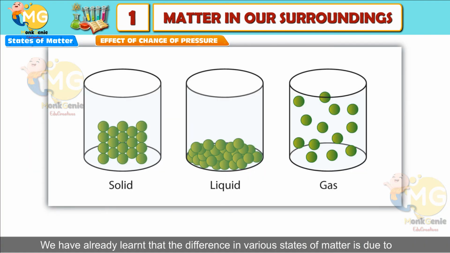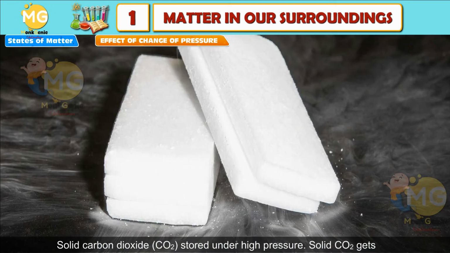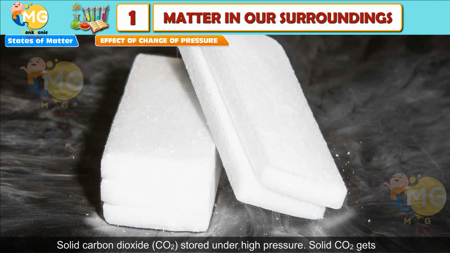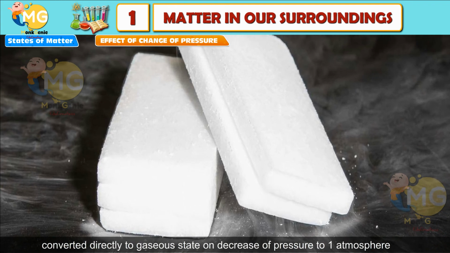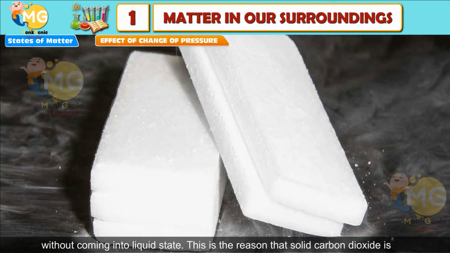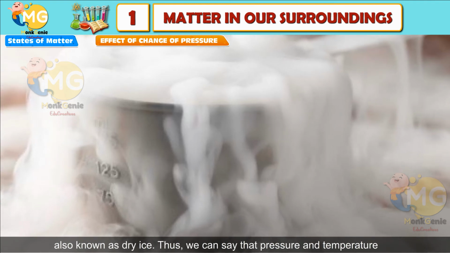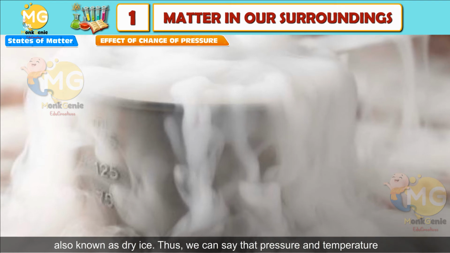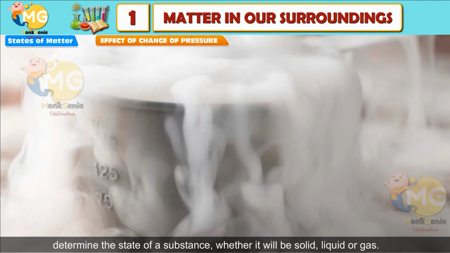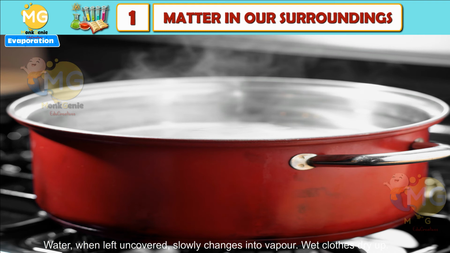Effect of change of pressure. We have already learned that the difference in various states of matter is due to the difference in the distances between the constituent particles. Applying pressure and reducing temperature can liquefy gases. Solid carbon dioxide, CO2, is stored under high pressure. Solid CO2 gets converted directly to gaseous state on decrease of pressure to 1 atmosphere without coming into liquid state. This is the reason that solid carbon dioxide is also known as dry ice. Thus, we can say that pressure and temperature determine the state of a substance, whether it will be solid, liquid, or gas.